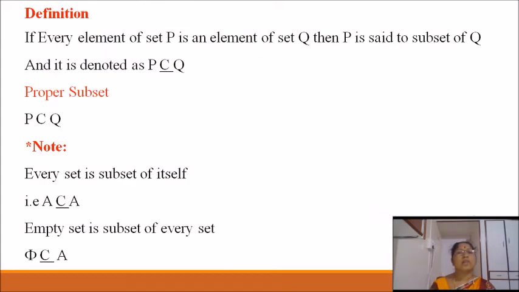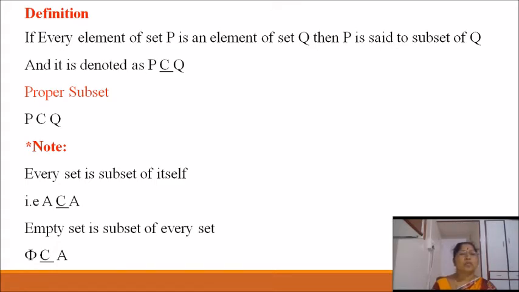If every element of set P is an element of set Q, then P is said to be a subset of Q, and it is denoted as P ⊆ Q. Now, if Q includes at least one element more than the elements of P, then P is said to be a proper subset of Q, and it is denoted as P ⊂ Q.